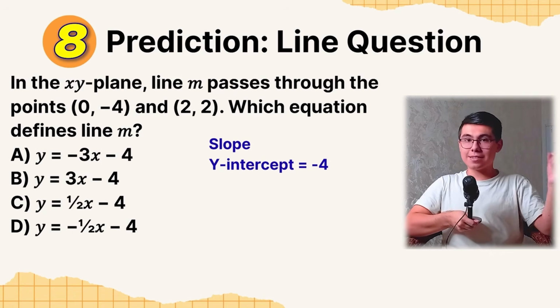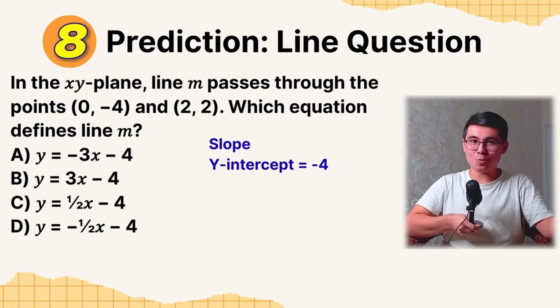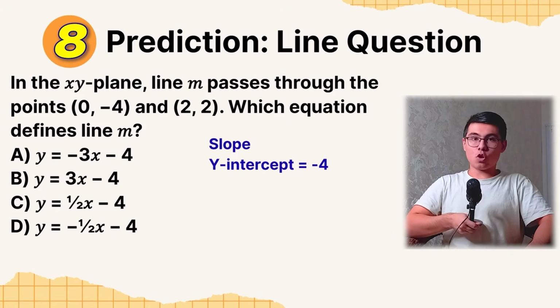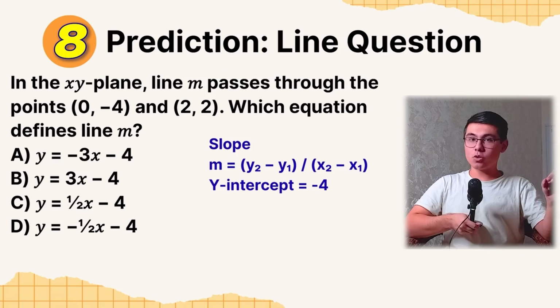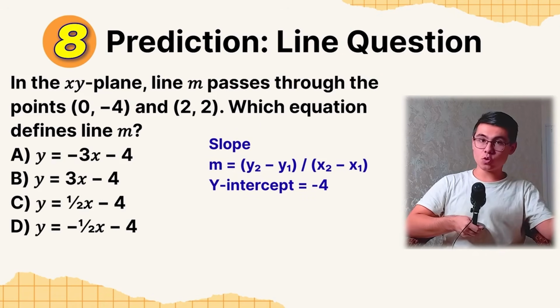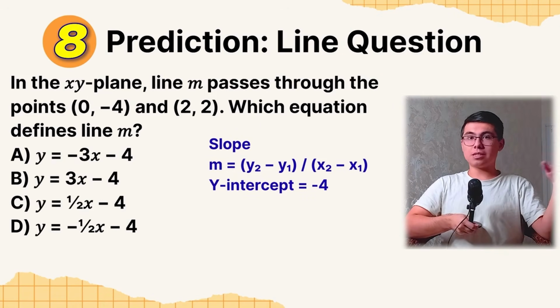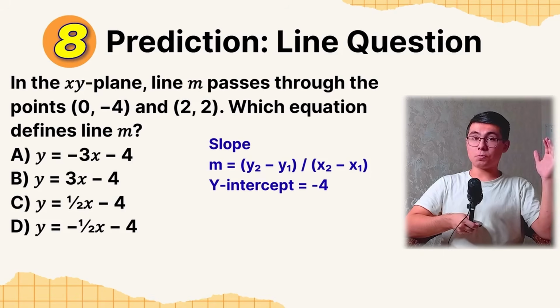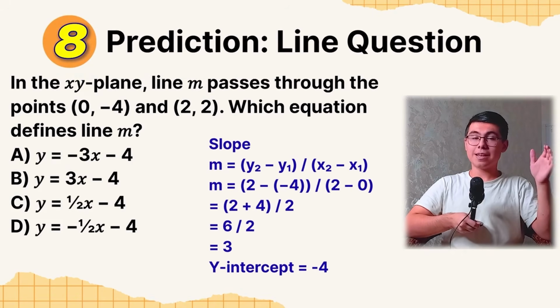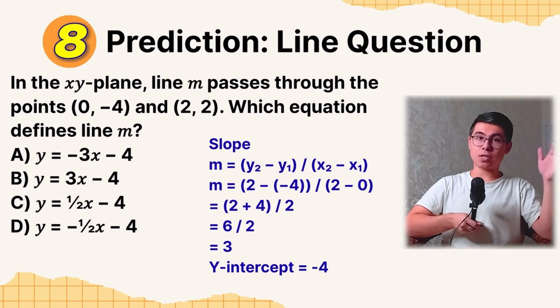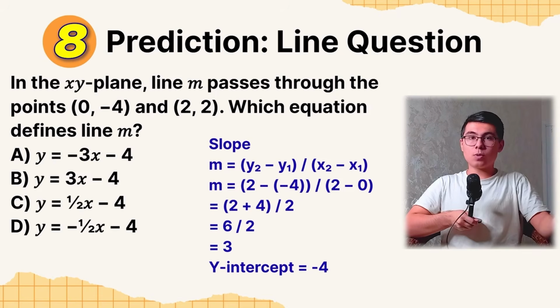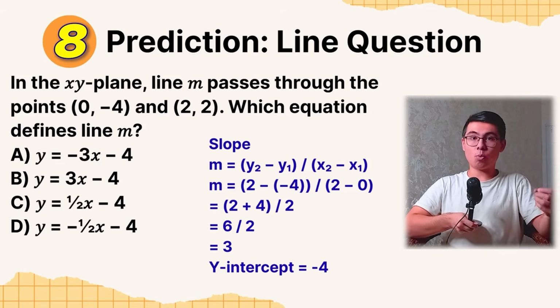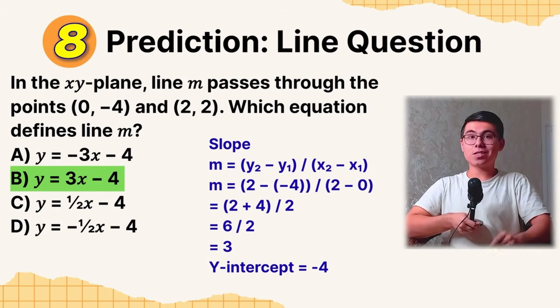Now let's find the something part, which is the slope here. The formula for slope is m equals y2 minus y1 over x2 minus x1. So plug in the points that we have in the question. That would be m equals 2 minus -4 divided by 2 minus 0. So that would be 2 plus 4 over 2, 6 over 2 equals 3. So the slope here is 3 and the y-intercept is -4. y equals 3x minus 4.